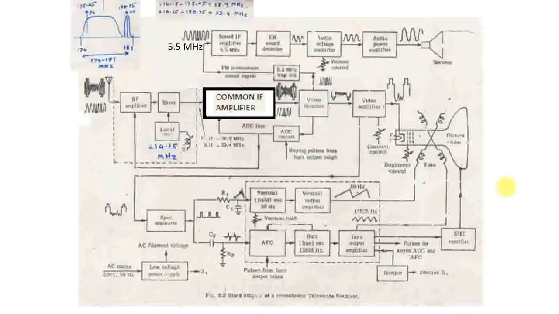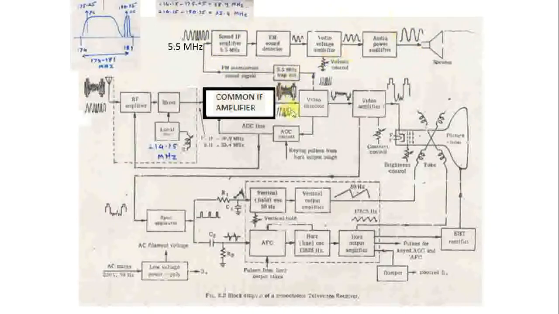Now we will start the explanation with the black and white television receiver. Just see the basic blocks. The input of this receiver is a tuner. Thereafter you have a common IF amplifier and video detector stage. Always keep in mind that after this common IF amplifier and video detector, three different signals are taken out. The first signal, the 5.5 MHz intercarrier frequency, goes to the sound demodulation section, or FM demodulation section.